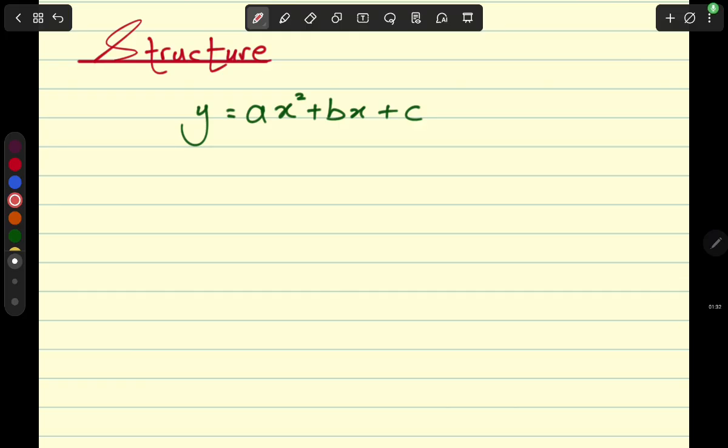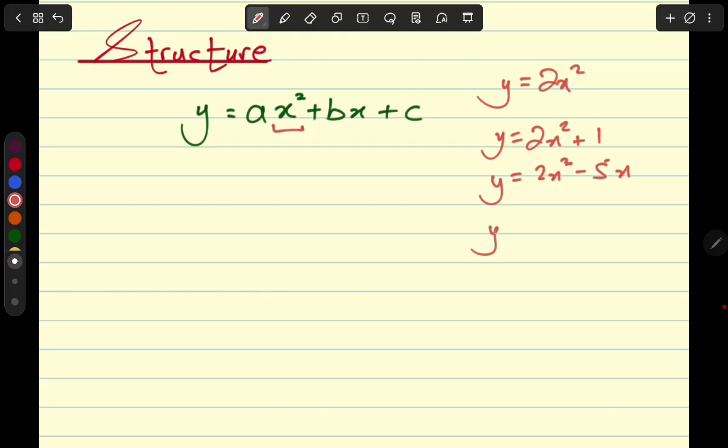First of all, let us discuss the structure of a quadratic. Basically it is in the form of ax squared plus bx plus c. So there is an x squared term which is essential. Now b could be 0, c could be 0, and still this function would be a quadratic. What do I mean by that? So y equals 2x squared is a quadratic, y equals 2x squared plus 1 is a quadratic, y equals 2x squared minus 5x is a quadratic, and hence y equals negative 8x squared plus 5x minus 1 is also a quadratic.